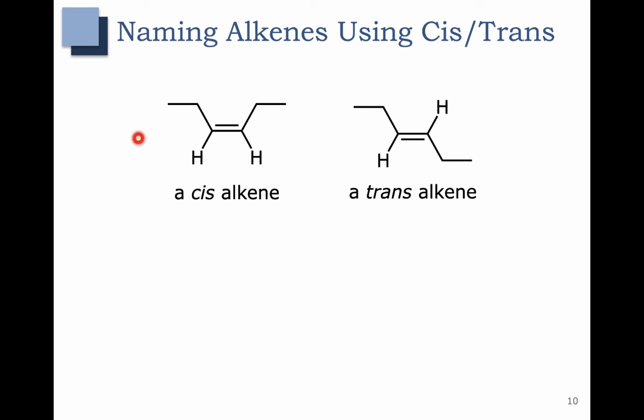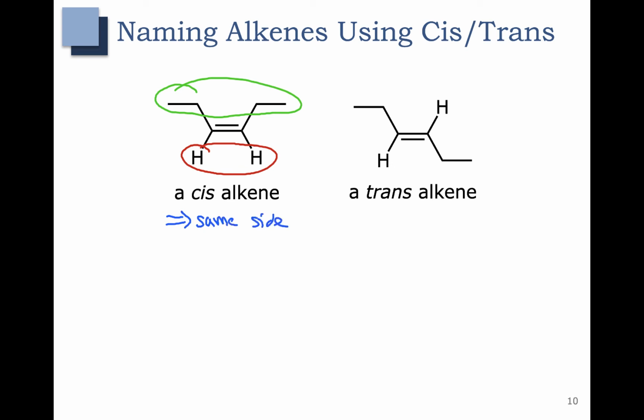A cis alkene is shown here on the left. In a cis alkene, we have a hydrogen on each of the carbons of the alkene, and you'll notice that those hydrogens are on the same side of the alkene. The 2 substituents, the 2 ethyl groups, are also on the same side. And so this is where we have a cis alkene. In the trans alkene, the hydrogens are on opposite sides. In this case, so are the ethyl groups. So this is a trans alkene where the groups are on opposite sides.